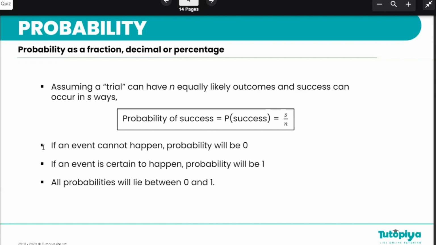If I have an event that cannot happen, then the probability of it would be 0. If I know that an event is certain to happen, or it has a 100% chance of occurring, then the probability for it would be 1. And all probabilities that we have would always lie between 0 and 1.